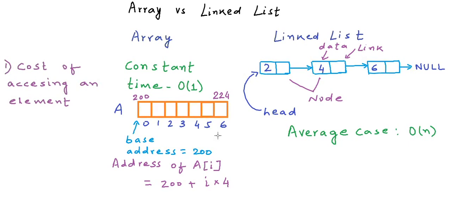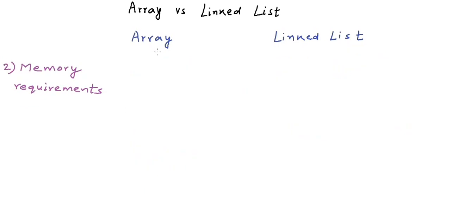Now the second parameter that we want to talk about is memory requirement or memory usage. With an array, we need to know the size of the array before creating it, because an array is created as one contiguous block of memory. So array is of fixed size. What we typically do is we create a large enough array, and some part of the array stores our list and some part of the array is vacant or empty, so that we can add more elements in the list.